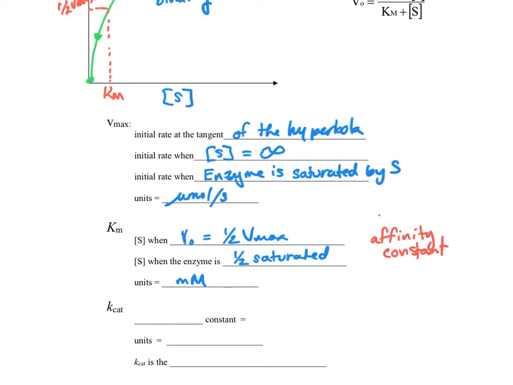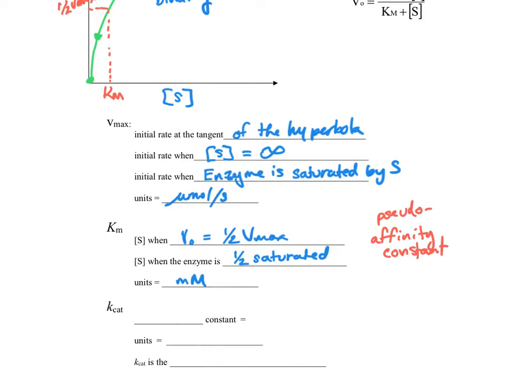But what I have to tell you is that it's really a pseudo affinity constant. What does that mean? It means a kind of, sort of affinity constant. It's not a perfect affinity constant. There are some complexities here that I don't want to get into, but I would be remiss if I didn't point out that it's a measure of how tight the substrate binds to the active site. That's all I want to say about that.